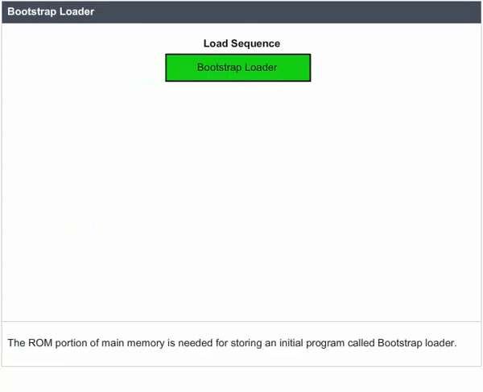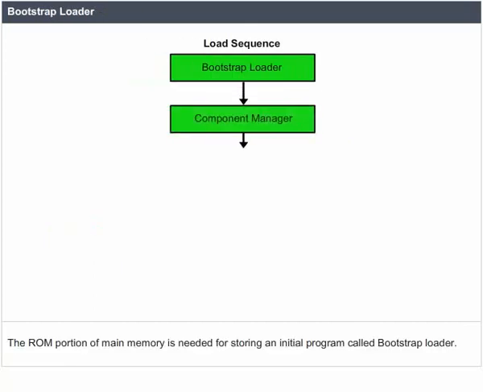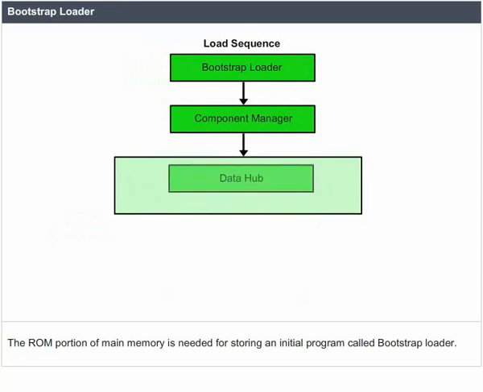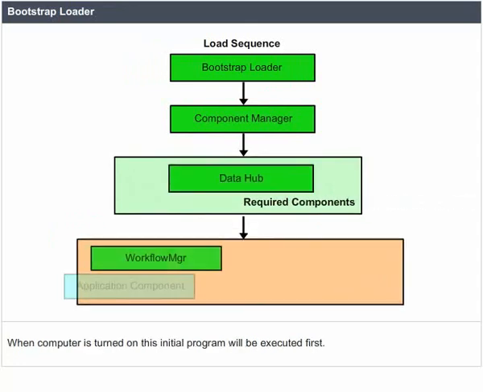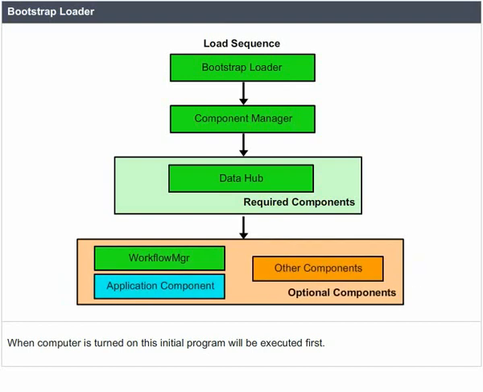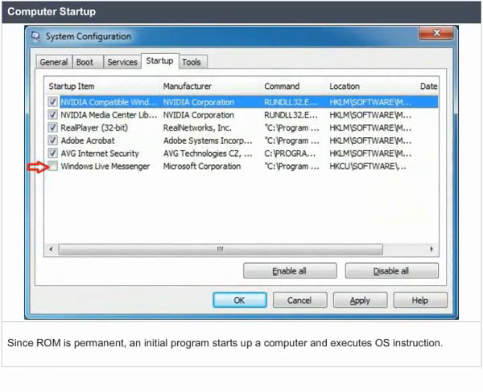Bootstrap loader. The ROM portion of main memory is needed for storing an initial program called the bootstrap loader. When the computer is turned on, this initial program will be executed first. The entire user program will be executed next when the OS is loaded properly. Computer startup: since ROM is permanent, an initial program starts up the computer and executes OS instructions. This initial program is called a startup program.